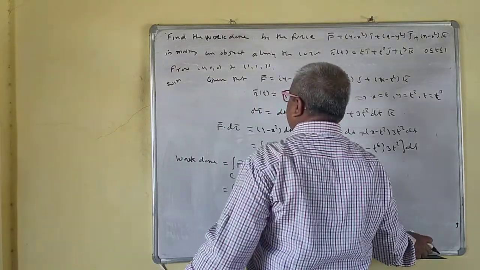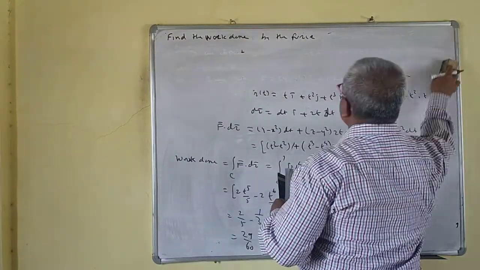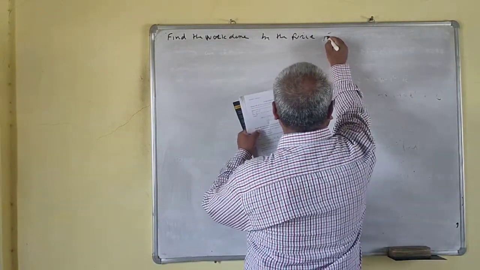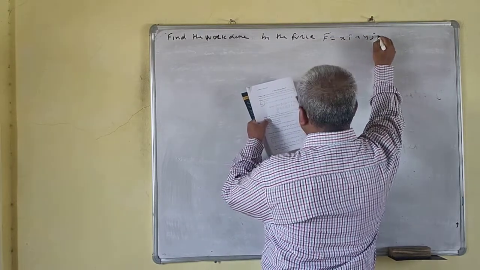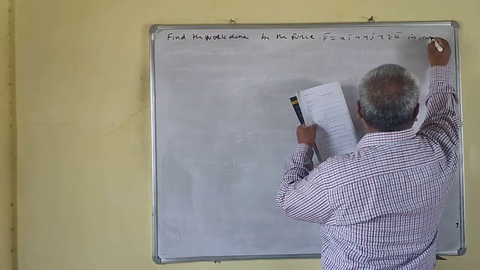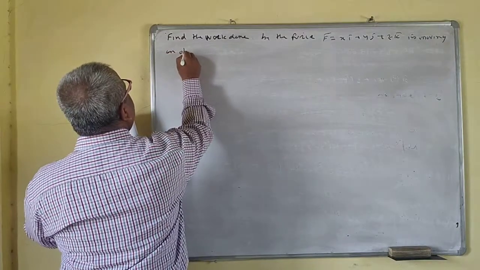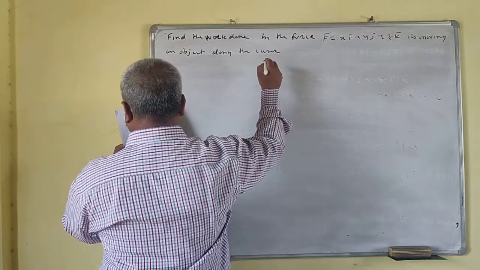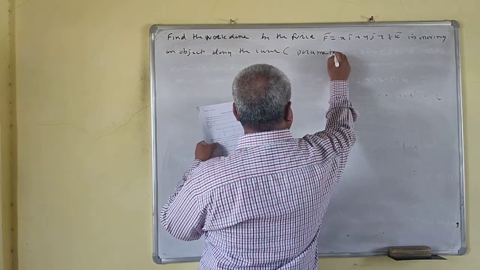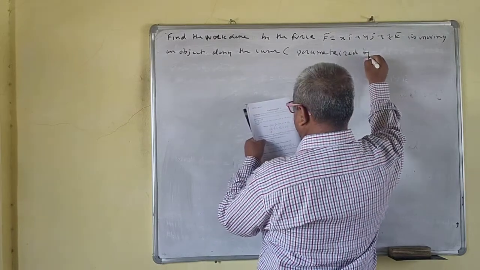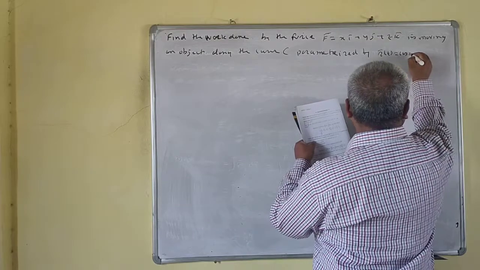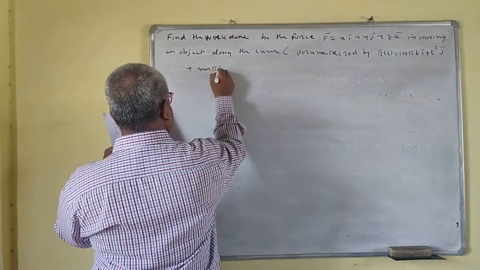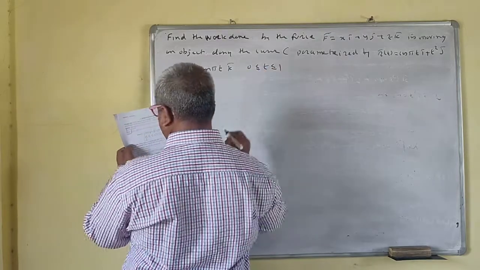Okay, next we will do the problem. Find the work done by the force F bar equal to x i bar plus y j bar plus z k bar in moving an object along the curve C parametrized by r bar of t equal to cos pi t i bar plus t square j bar plus sin pi t k bar, 0 less than t less than 1.